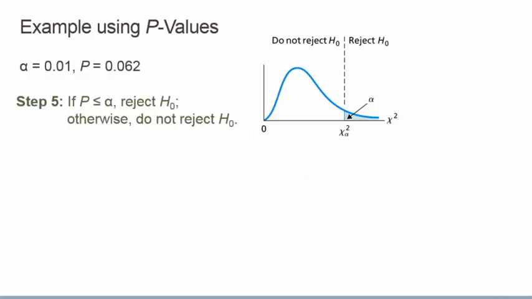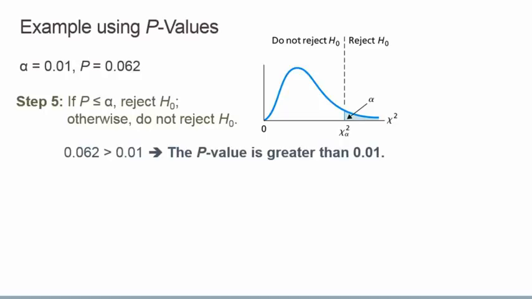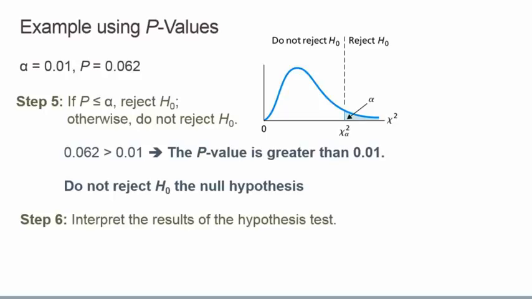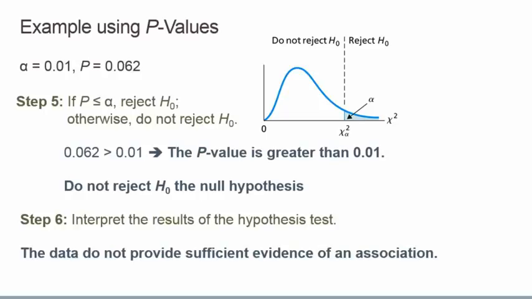Step 5. If P is less than or equal to alpha, reject H sub 0. Otherwise, do not reject H sub 0. So I want to compare my p-value of 0.062 to alpha, which is 0.01. 0.062 is greater than 0.01. The p-value is greater than 0.01. Do not reject H sub 0, the null hypothesis. Step 6. Interpret the results of the hypothesis test. The data do not provide sufficient evidence of an association.